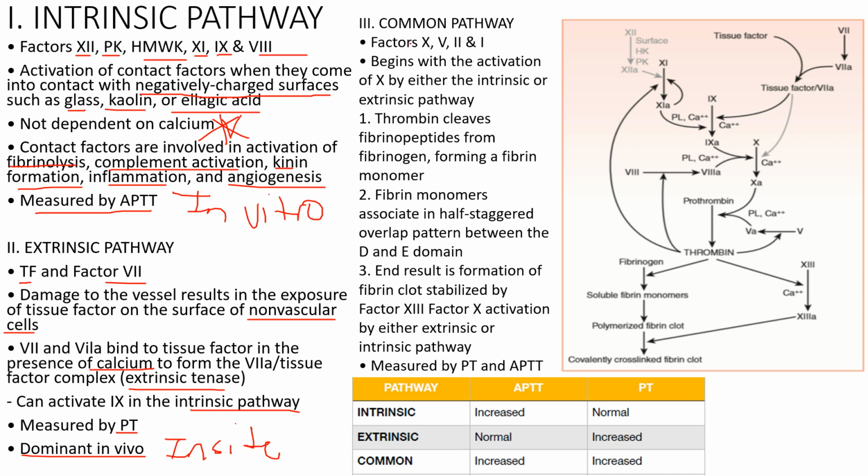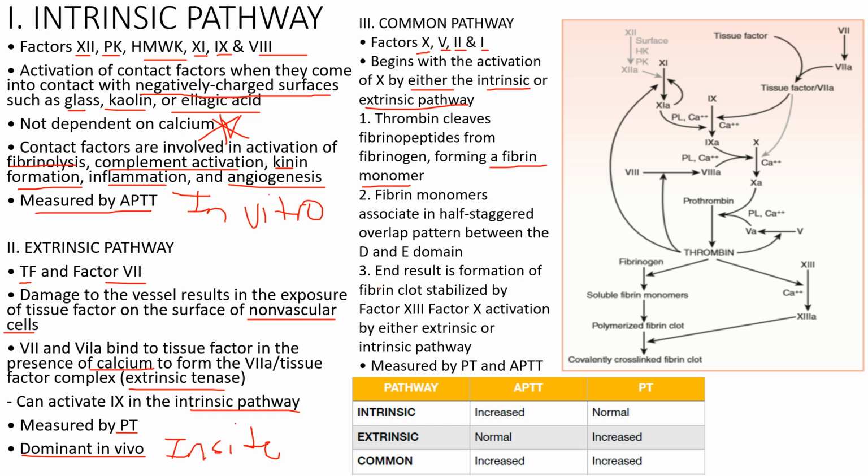Then we have your common pathway. This would include factors 10, 5, 2, and 1. It begins with the activation of factor 10 by either the intrinsic or extrinsic pathway. Thrombin cleaves fibrinopeptides from fibrinogen, forming a fibrin monomer. These fibrin monomers associate in a half-staggered overlap pattern between the D and E domains.